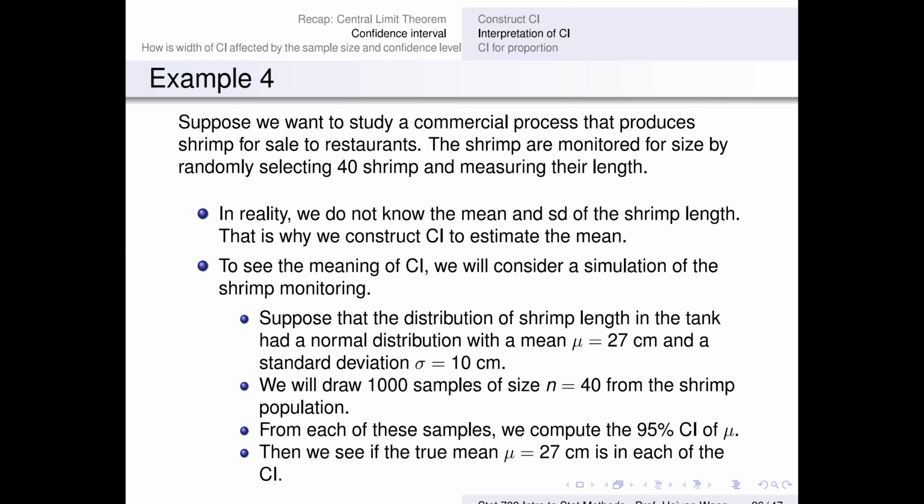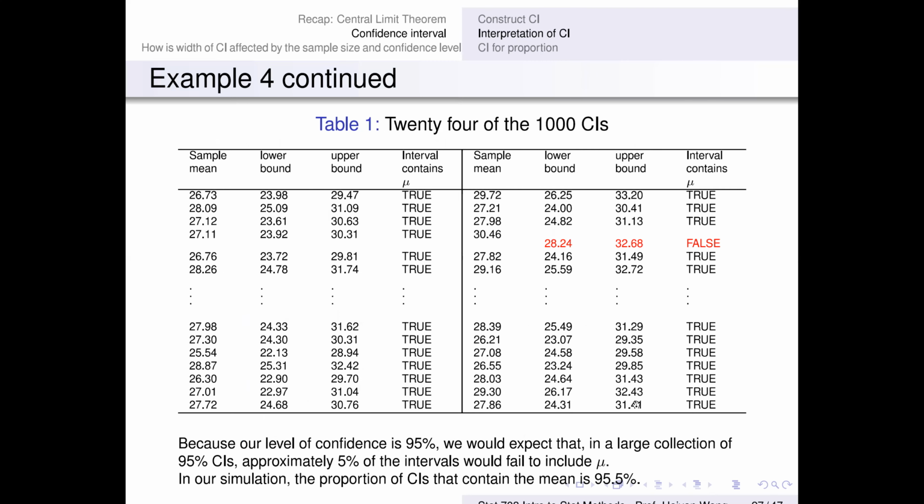So for this experiment, I do have the truth. The truth is that the mean is 27, and I have 1,000 samples. What I'm trying to see is, of these 1,000 intervals, how many of them contain the true mean 27?